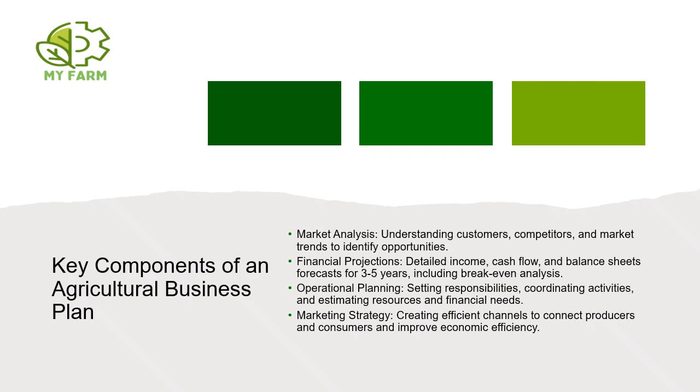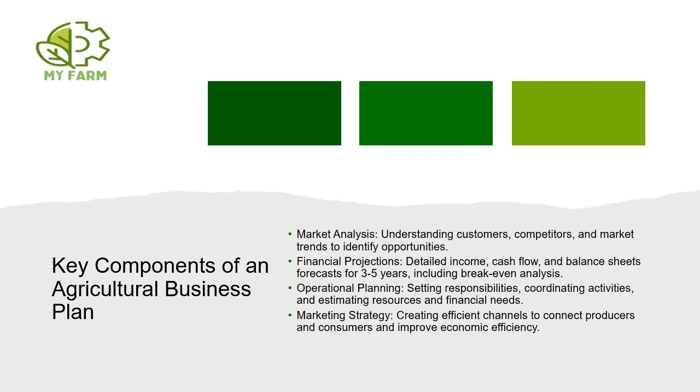Finally, a successful business plan includes a strong marketing strategy. This strategy focuses on building effective channels that connect producers directly with consumers or intermediaries. It identifies how products will be promoted, where they will be sold, and how prices will be set. A well-designed marketing strategy improves the farm's economic efficiency by ensuring that products reach the right markets at the right time and at the right price.